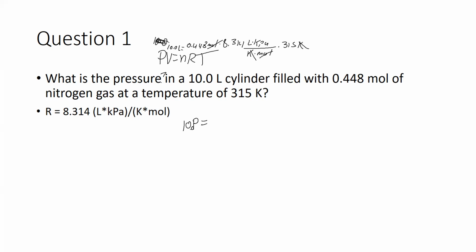That's 1,173. So I'm just multiplying the right-hand side of the equation again. 1173.272. Divide each side by 10. The pressure is 107 kilopascals. Significant figures should be 3, because now that I'm seeing this, I'm remembering R, the gas constant, does not have sig figs. It's like pi, it goes on forever.